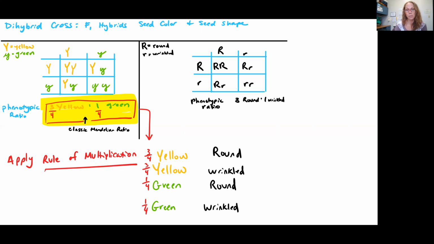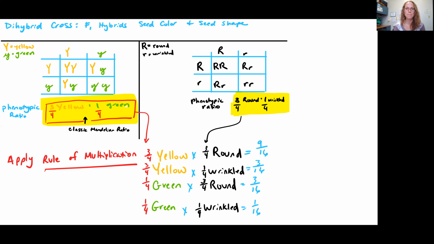But really all we're going to care about is the numerator, so you could just bring the 3's and the 1's. And then let's do the same thing for our seed shape. So take that information from your monohybrid cross and bring it down here. And the rule of multiplication says, well, we can multiply the probability of being yellow times the probability of being round. And then we can do that all the way down the line. So 3 times 3 is 9, and 4 times 4 is 16. So finish that up. And now we're getting our classic Mendelian ratio for dihybrid cross of heterozygous parents.